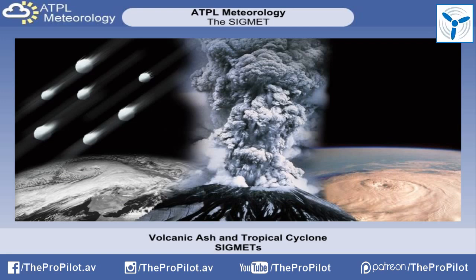When SIGMETs for volcanic ash clouds and tropical cyclones are issued, they include an additional line of text. This line contains a brief outlook forecast beyond the period of validity specified earlier in the message. This outlook will include a trajectory of the volcanic ash cloud or positions of the tropical cyclone center as appropriate.